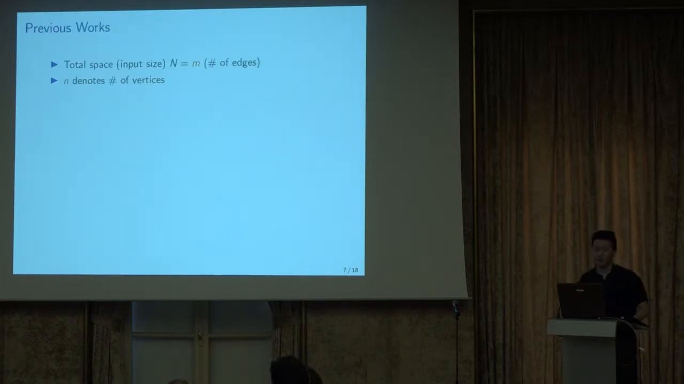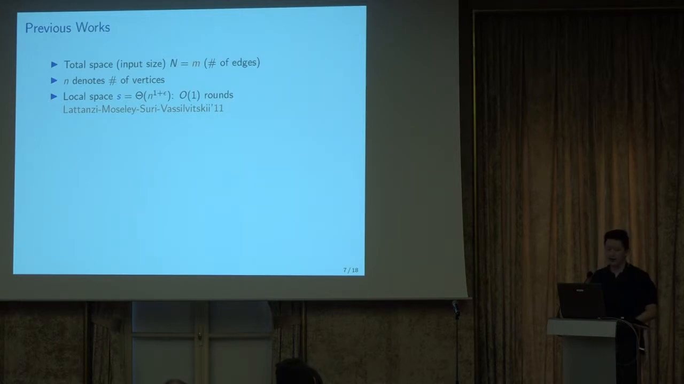There are several previous works that study this problem, so just remember the total space is m, which is the number of edges, and small n denotes the number of vertices. In the scenario when the local memory size is much larger than the number of vertices, let's say n to the 1 plus some small constant, then we can do it in a constant number of rounds by using the so-called filtering technique. And later on, when the local memory size is just linear in the number of vertices, we can still do it in a constant number of rounds.